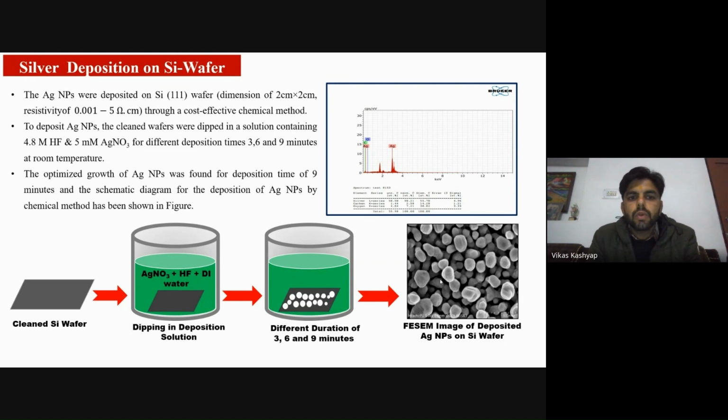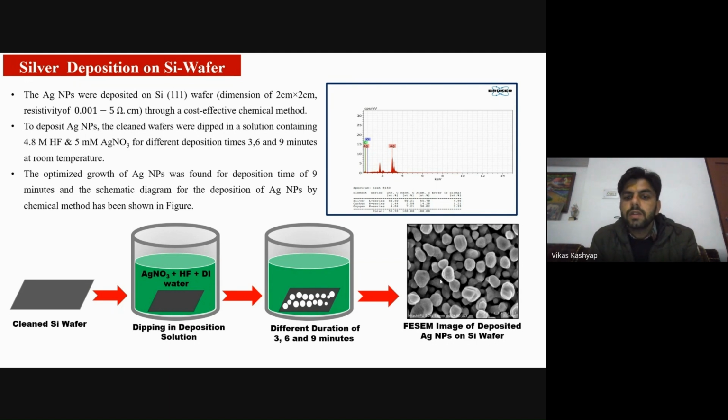The optimized growth of Ag nanoparticles was found for the deposition of 9 minutes, and the schematic diagram of the deposition of Ag nanoparticles by the chemical method is shown in the figure, where the clean silicon wafer, cleaned by ethanol and isopropyl alcohol by ultrasonication, is dipped in the deposition solution, a combination of silver nitrate, hydrofluoric acid and deionized water. After that, for 3, 6, and 9 minutes, we kept the silicon wafer in that solution.